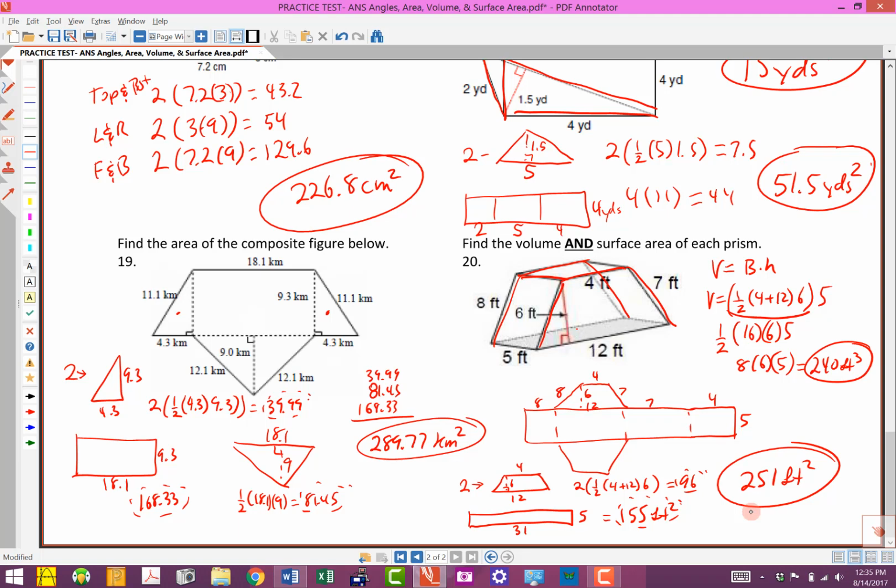So good little workout, fair number of problems there. If you can do this, you'll be in really, really good shape for the test. So good luck as you study.